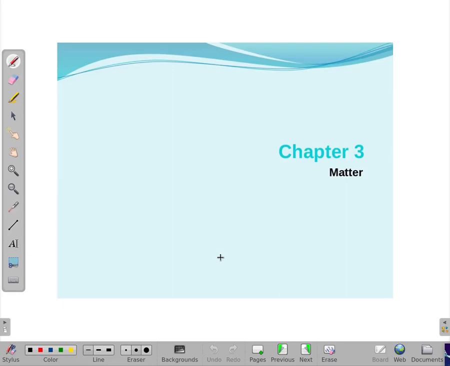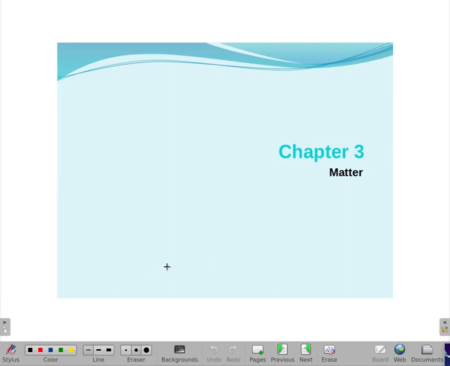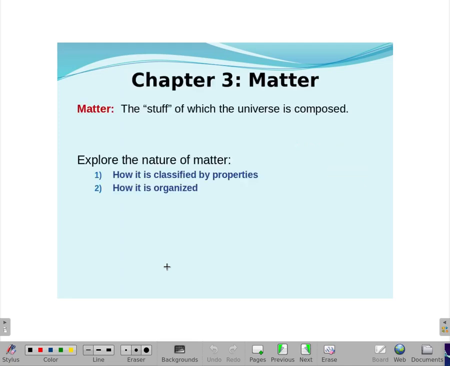All right, this chapter we're going to be looking at matter, which, at least at the beginning of this chapter, is very similar to what we've all learned back in elementary school. So matter is the stuff the universe is made of. It's something that takes up space, and it is how we go about classifying things. It's our basic way of classifying.